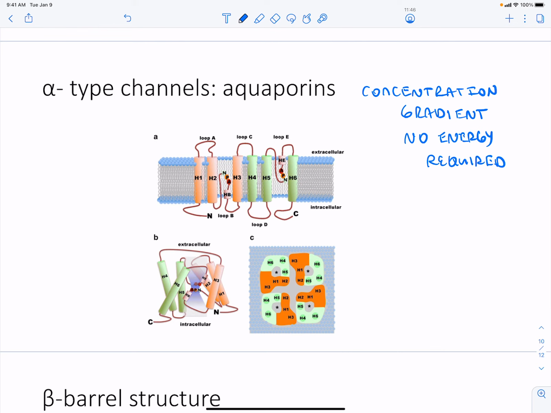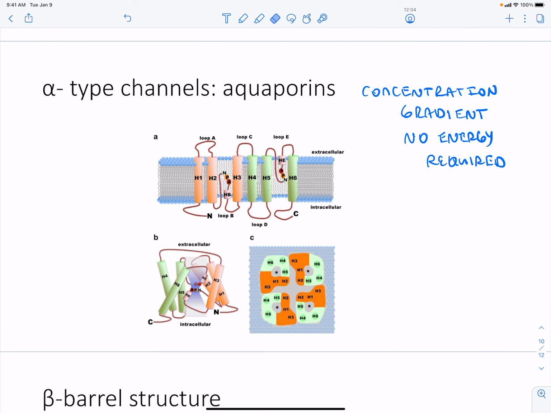Some channels are going to be specific with respect to the alpha channels, and they can have different transport mechanisms. They can be voltage regulated. You can have to have phosphorylation of your channel protein. Calcium can be involved, etc.